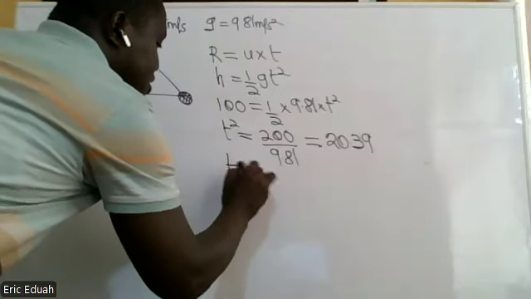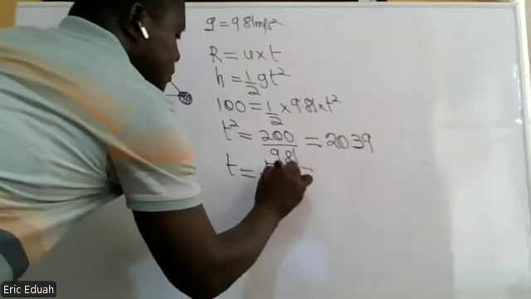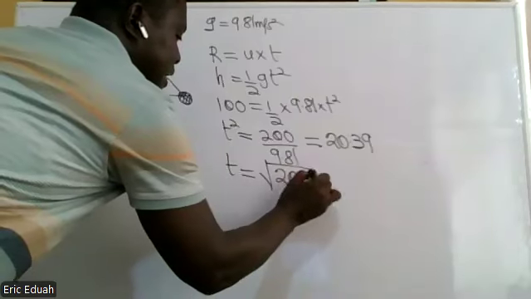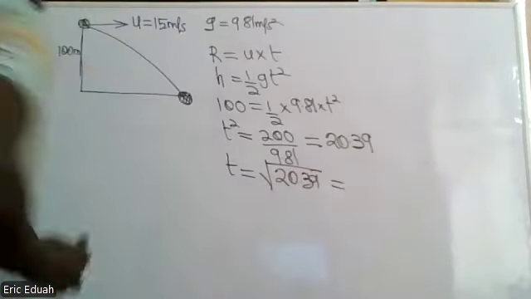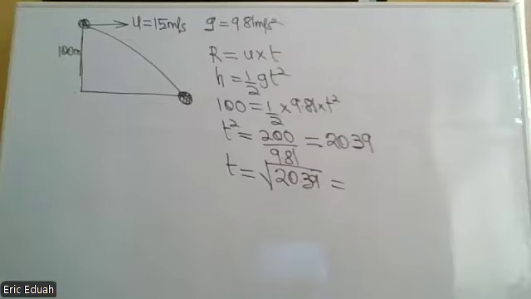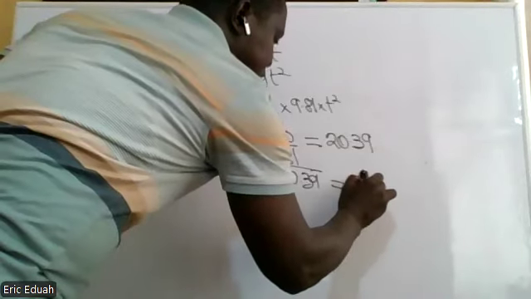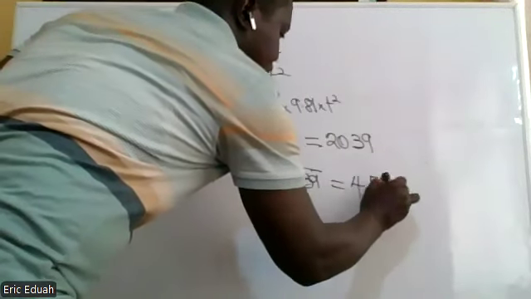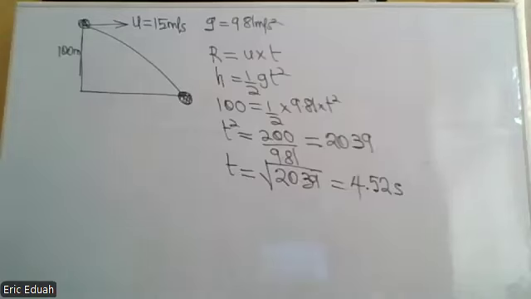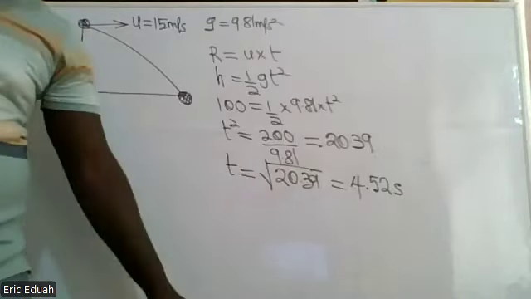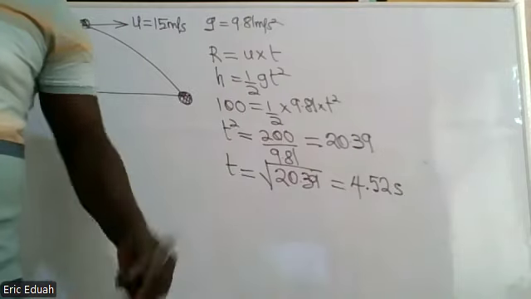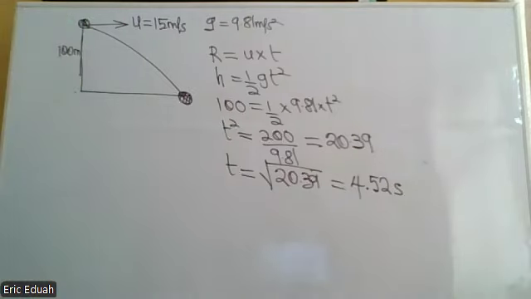T therefore is equal to the square root of 20.39. What's the square root of this? Give it to me in 2 dp. 4.52. 4.52 seconds. So that's the time taken to hit the ground, and you should get this. Then the second question.